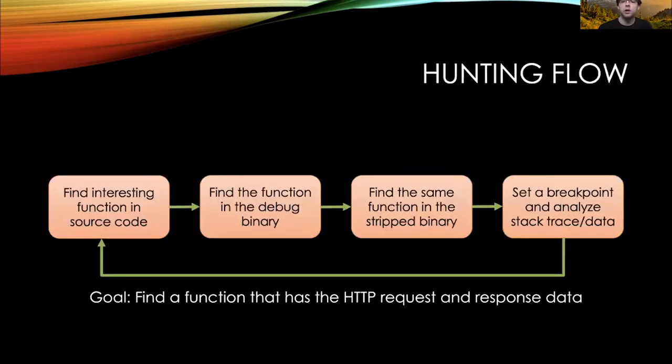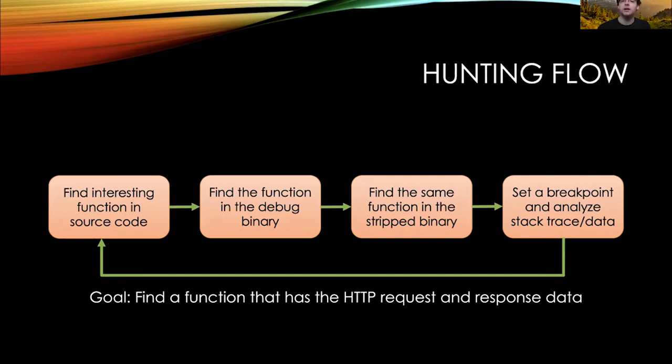So this is the general flow that I used as I was looking for a target place to add my malicious code. First, I would find something interesting in the source code, usually from my grepping, but I also did some manual analysis through directories that looked interesting and seemed relevant to the HTTP code. Then I would find that function in IDA with the debug binary, and then I would pull some information from the debug binary to look for that same function in the stripped binary.